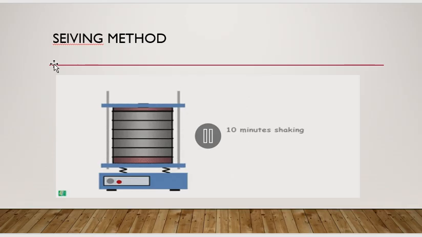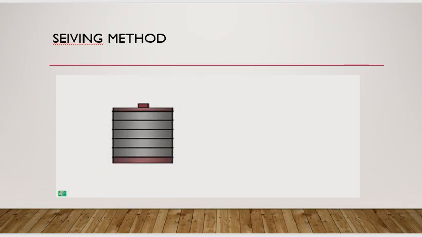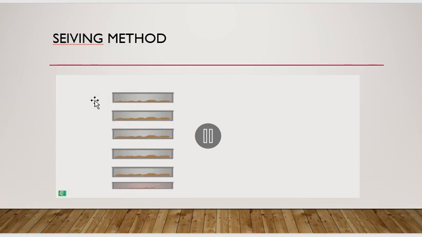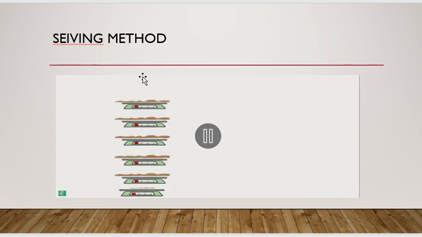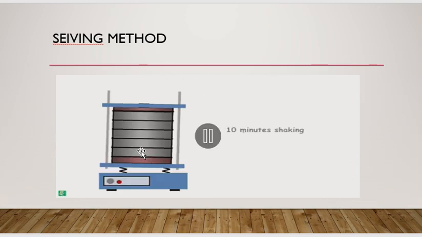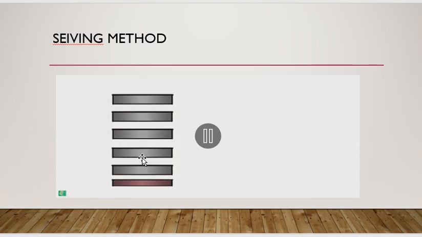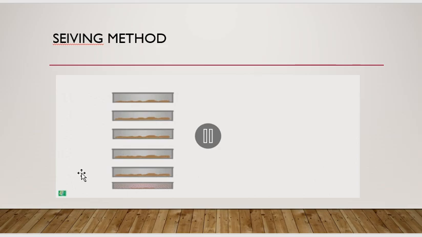So this is the explanation of the sieving method. As you can see in this animation, this is the sieving machine. Various kinds of sieves are stacked together, and then we set a proper time, and the machine works on the principle of vibration.